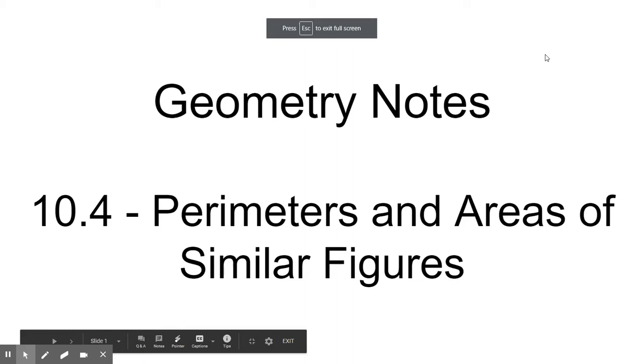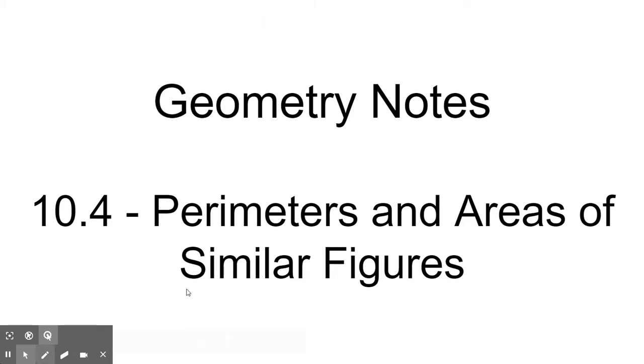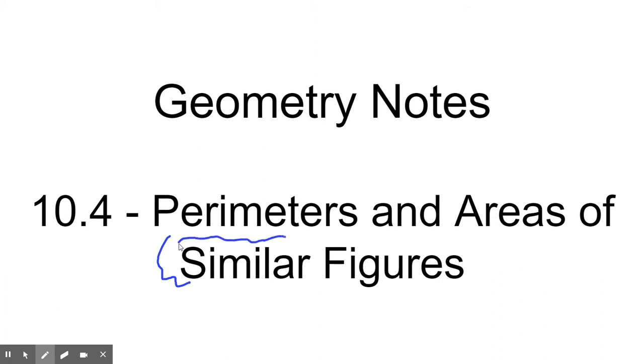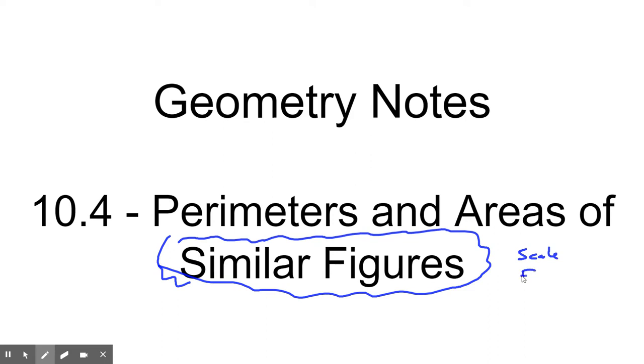Okay, so section 10.4 is going to talk about perimeters and areas of similar figures. Again, we talked about similar figures back in chapter 7. How do the perimeters and areas of similar figures compare? Before we start anything, the most important idea between similar figures is that their shapes are the same, but their size is different. And the size of your figures is controlled by the scale factor.